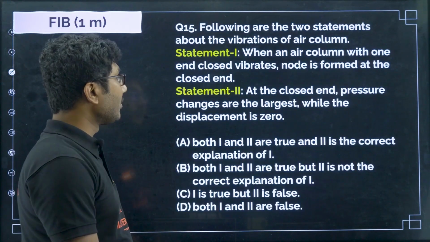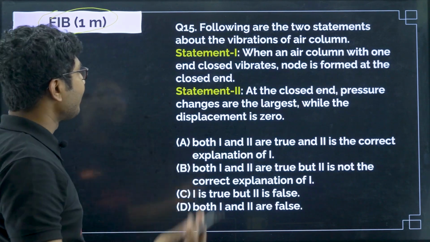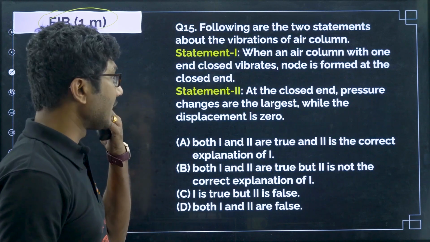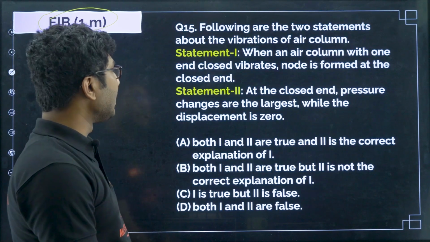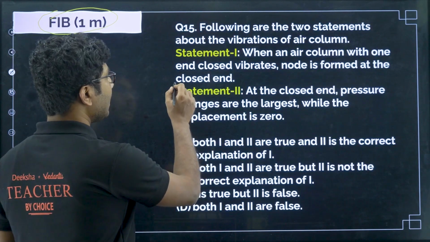Now, question number 15. Sorry, the FIB is wrongly written here, FIB will come after this. Following are the 2 statements about the vibration of air column. Statement 1: when an air column with one end closed vibrates, a node is formed at the closed end.